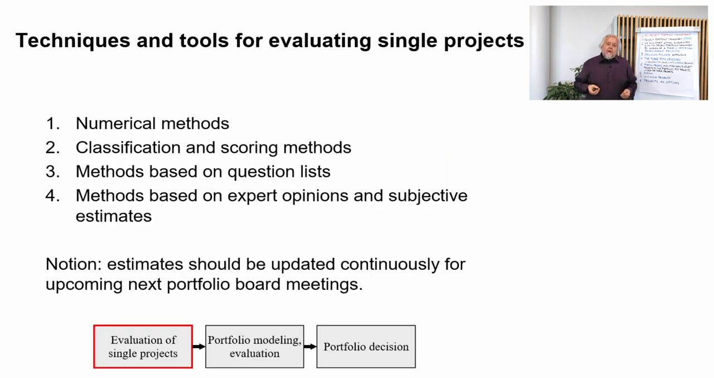Okay. Now we are going to look at the evaluation of single projects. At the bottom of this picture, we are indicating with this red box that we are concentrating on evaluation methods of single projects. So there are numerical methods. There are classification and scoring methods, methods based on question lists, and methods based on expert opinions and subjective estimates. Okay, let's look at these methods next. And there is a notion that estimates should be updated continuously for upcoming portfolio board meetings. So this is a continuous decision-making process that we are aiming at, and continuous analysis of those projects as well.